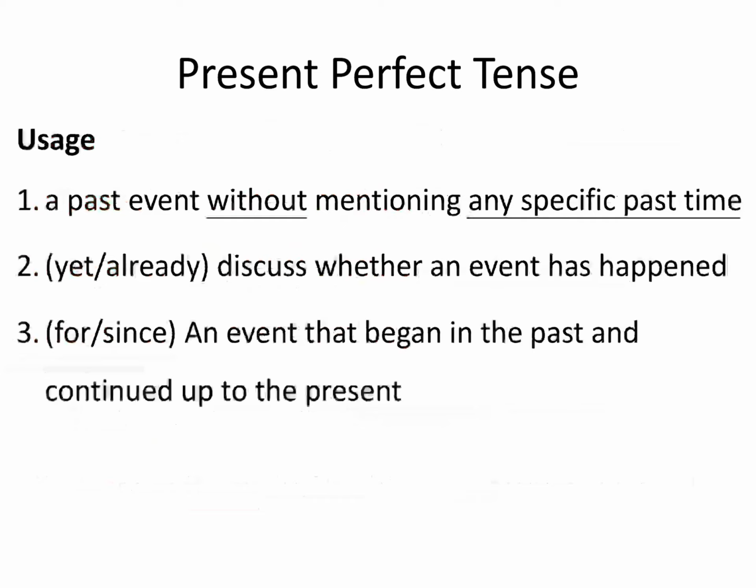We normally see the words yet or already, and we often see for and since when we use present perfect tense to talk about an event that began in the past and continued up to the present now. Please note that after for, it should be the length of time, like for 3 years. And after since, it should be the starting time of the past event. For example, since last week.